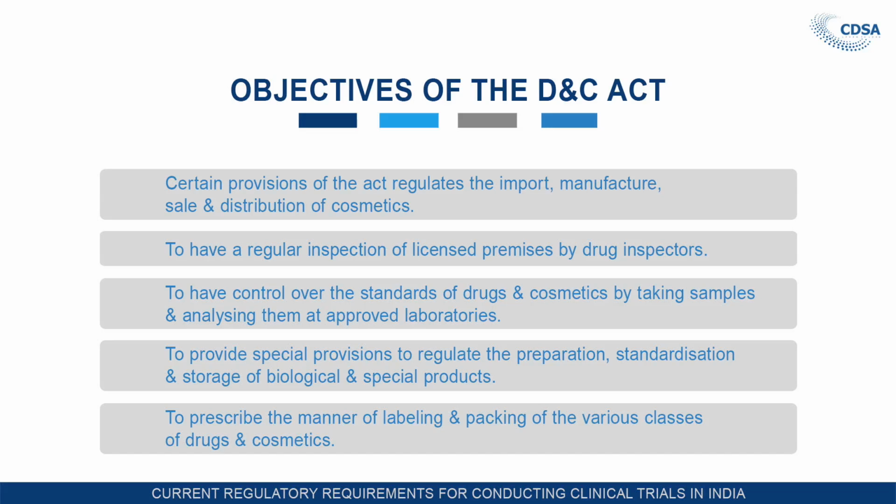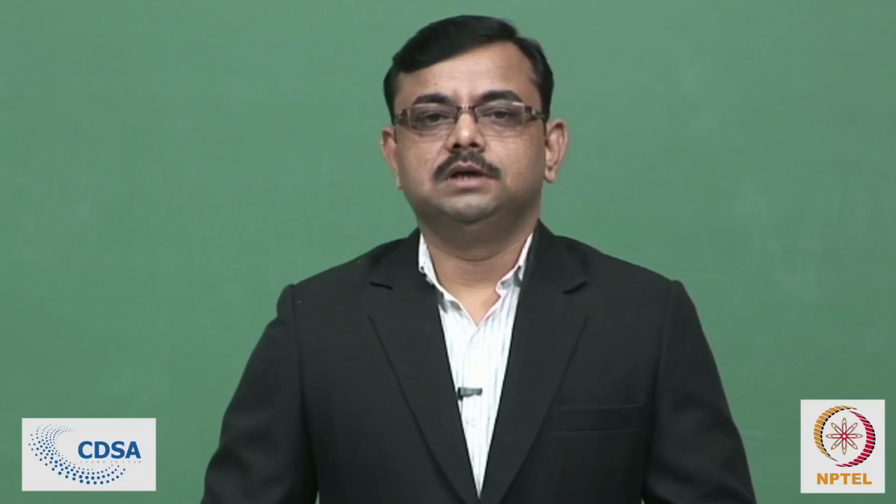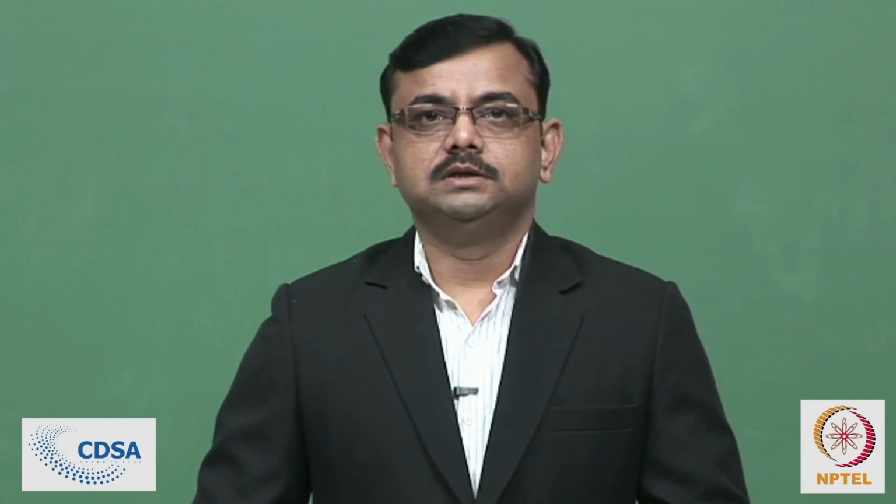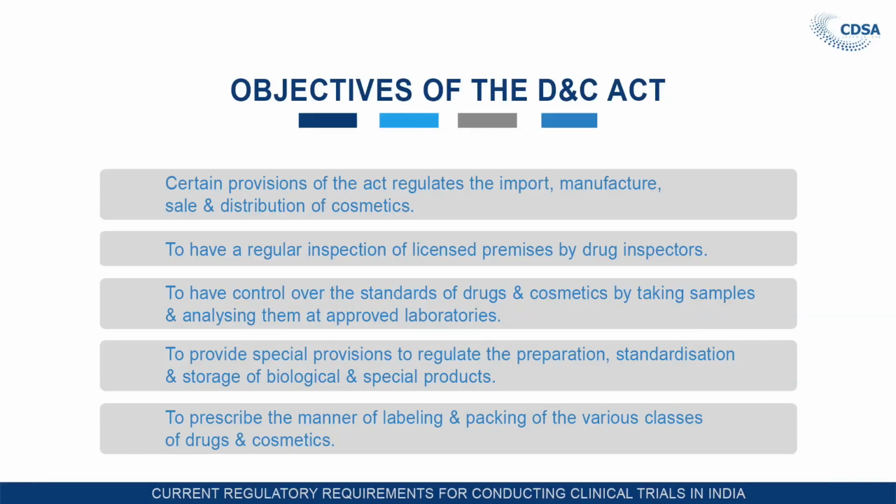In this case the applicant has to apply to the licensing authority, then they will get a registration certificate. After verifying the data submitted, permission can be granted. Regular inspection of licensed premises is carried out by drug inspectors.